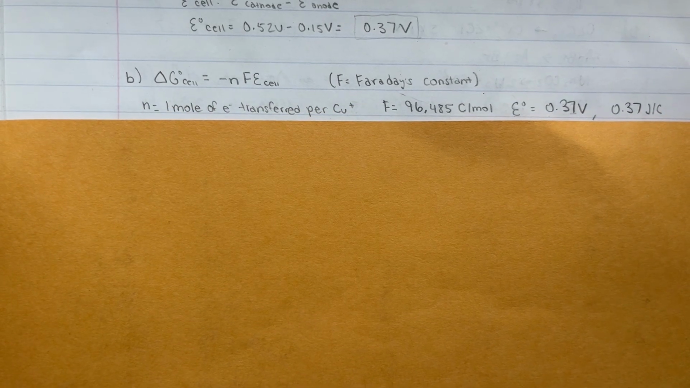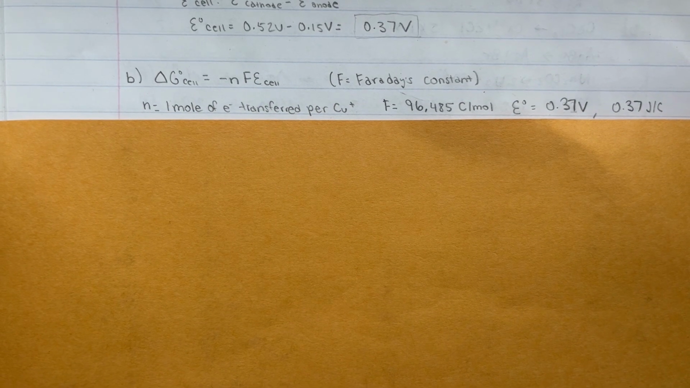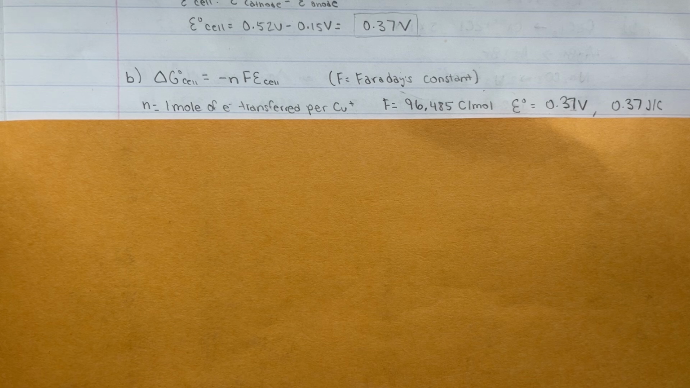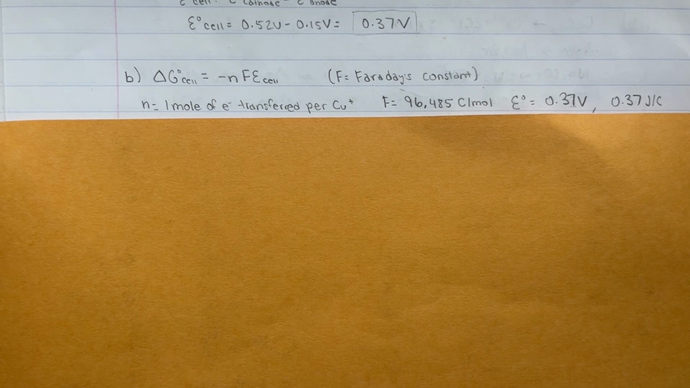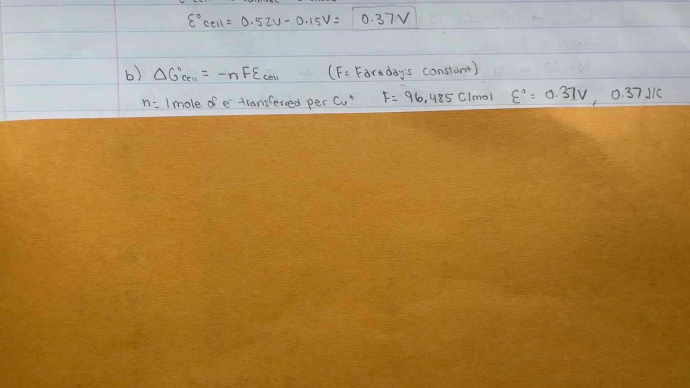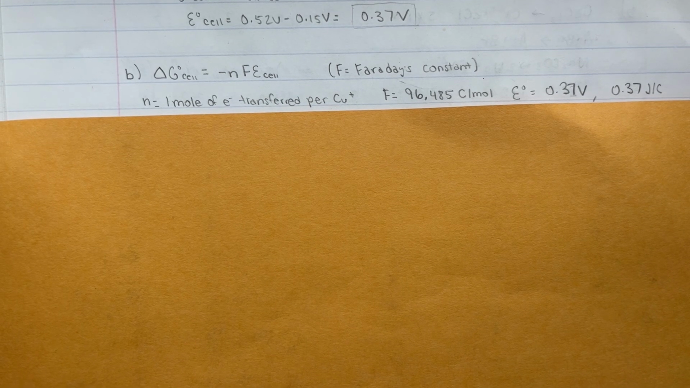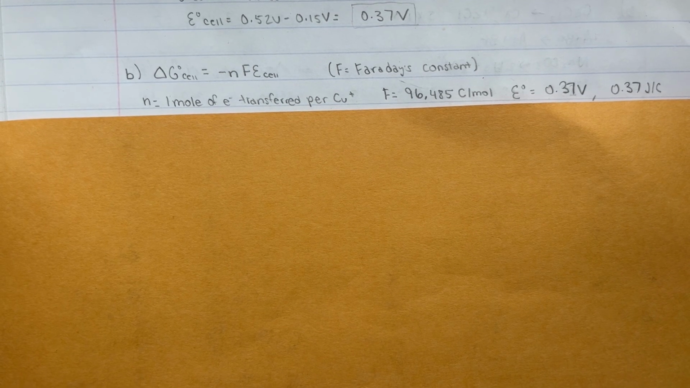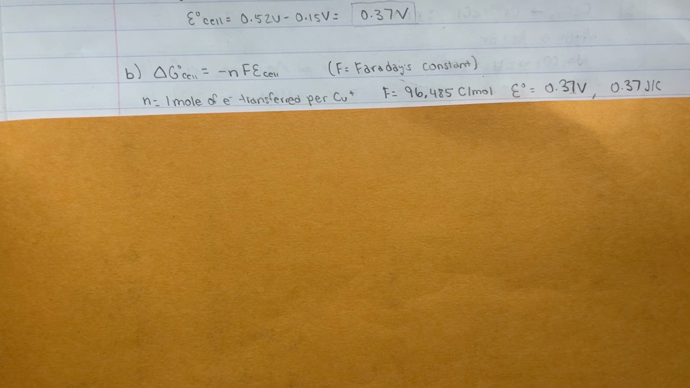Next, we are going to calculate delta G of the cell, also known as the Gibbs free energy. This is found by using the equation delta G of the cell equals negative N times F times E of the cell. In this case, N is the number of moles of electrons transferred per copper ion, which is just 1. F is a constant known as Faraday's constant, and that value is 96,485 coulombs per mole.